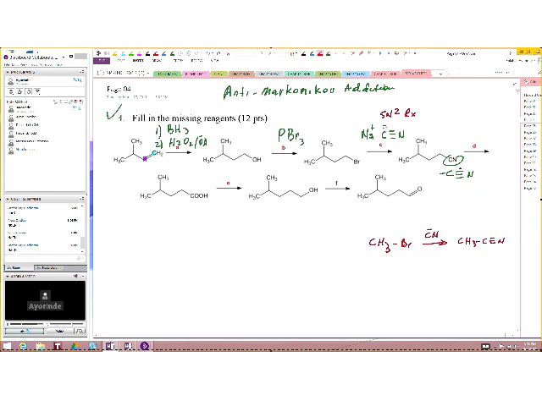Very good. So now we've done this. What this has shown us is one of the methods for making nitriles: an SN2 reaction with an alkyl bromide, or sometimes chloride, or sometimes iodide. Okay, that is B.